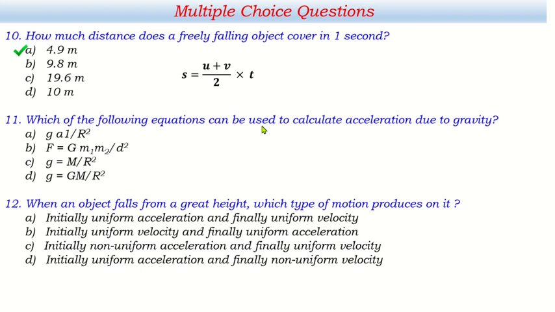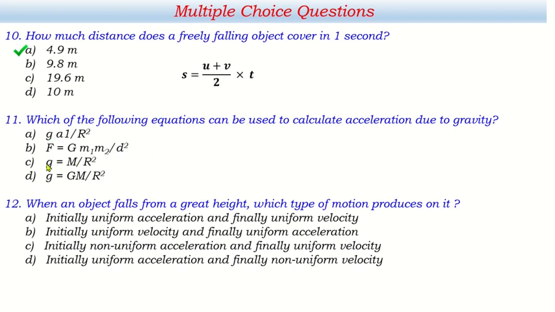Okay, which of the following equations can be used to calculate acceleration due to gravity? This cannot be used in the calculation because there is no equal to sign. Here small g is missing, acceleration due to gravity is missing. That's why this cannot be used directly. A and B cannot be used.